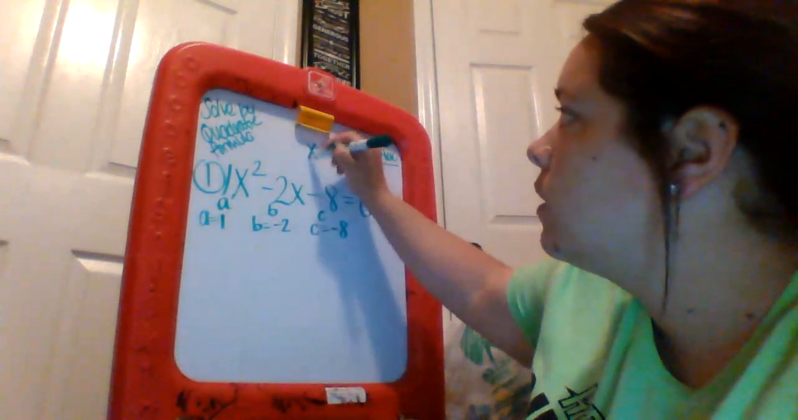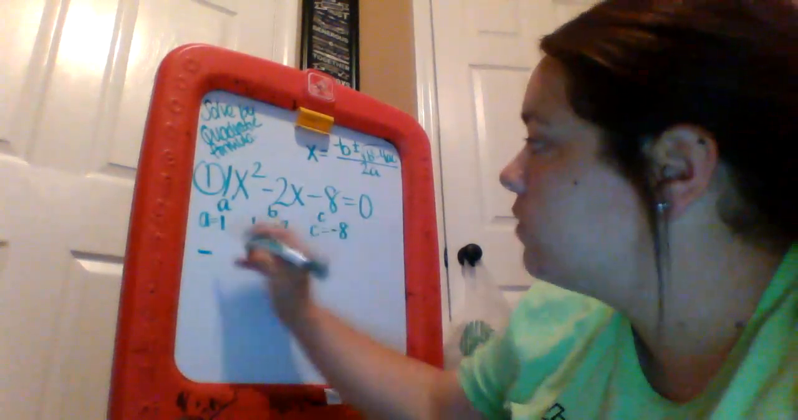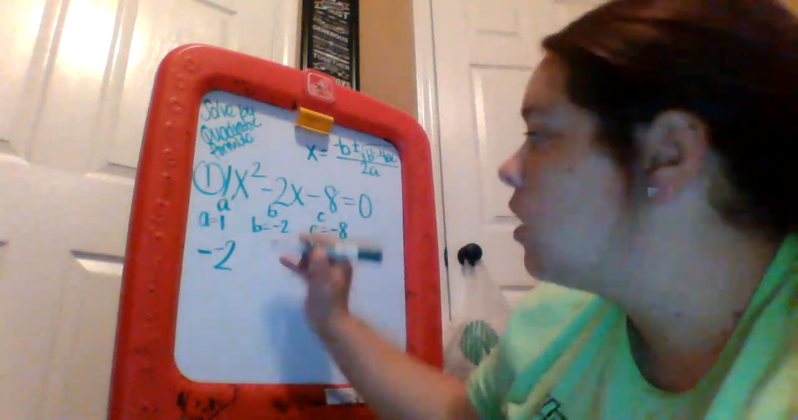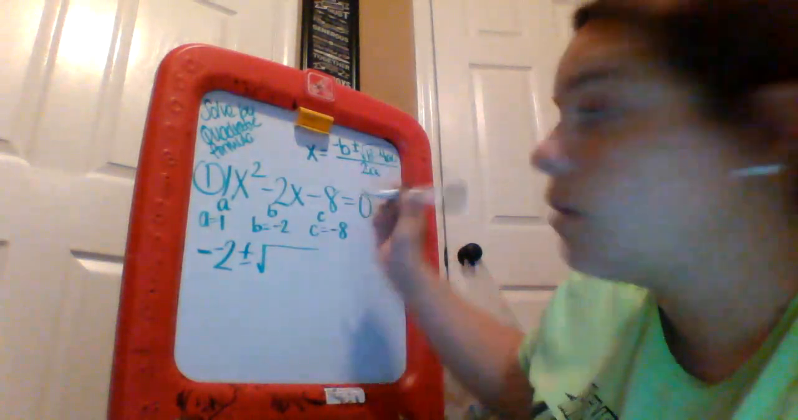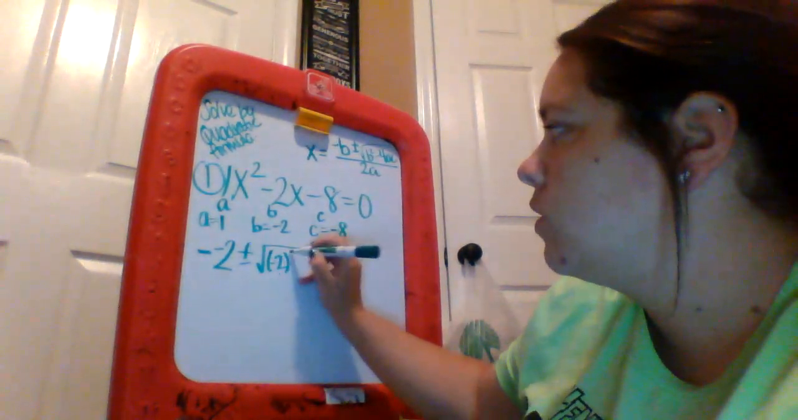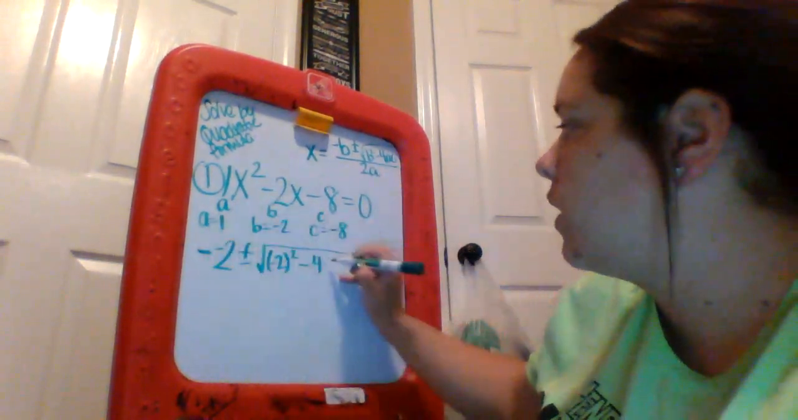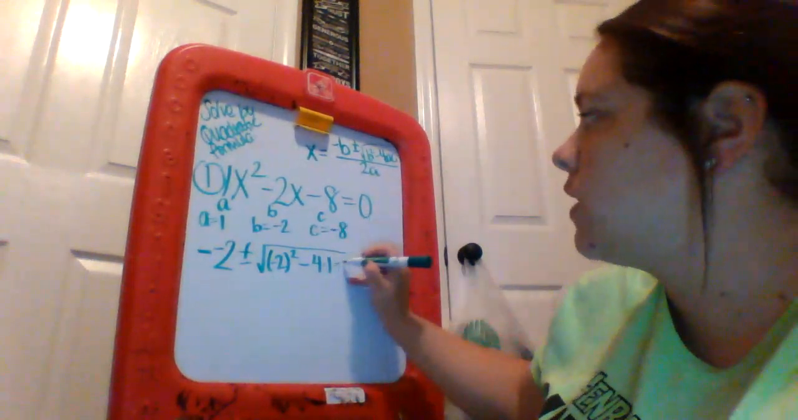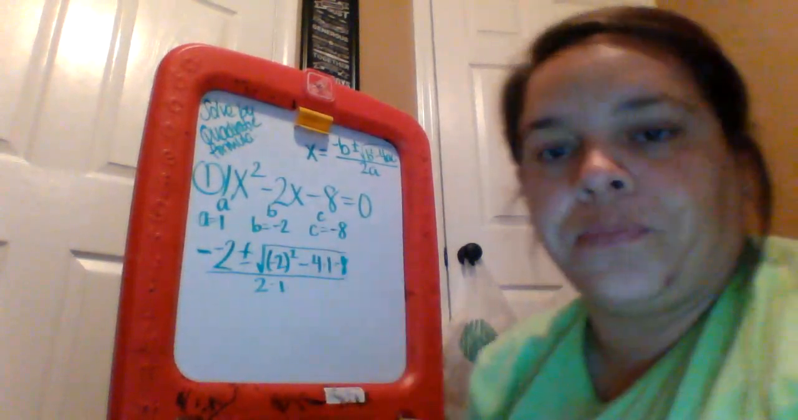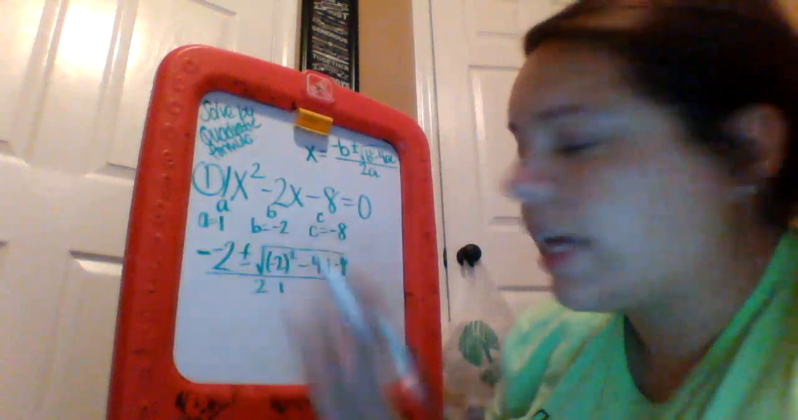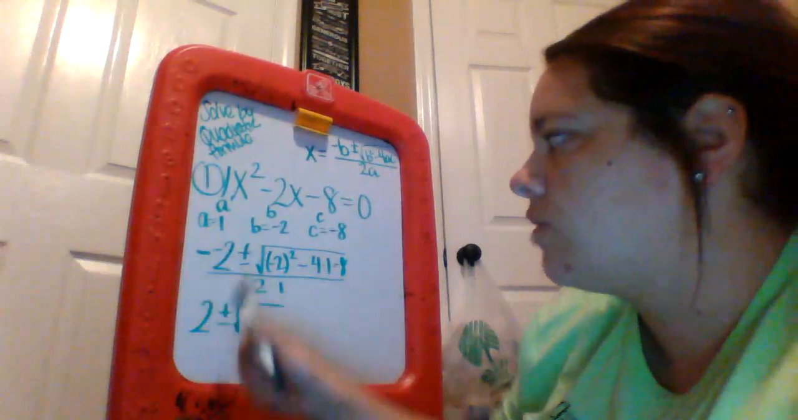So the quadratic formula is negative b. So b is -2, so it'll be negative -2 plus or minus the square root of b squared. So b is -2, so -2 squared minus 4 times a, which is 1, times c, which is -8, all over 2 times a, which is 1. All right, so negative -2 is +2, because now we'll have to simplify this.